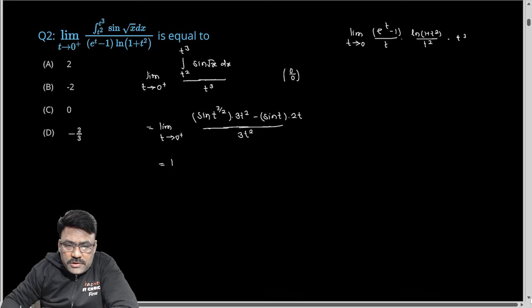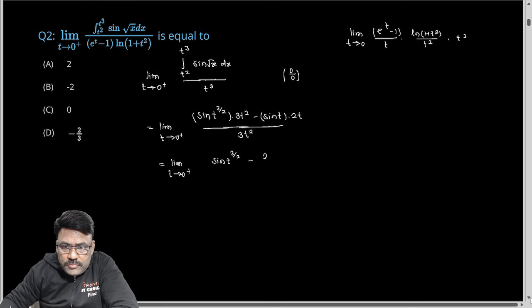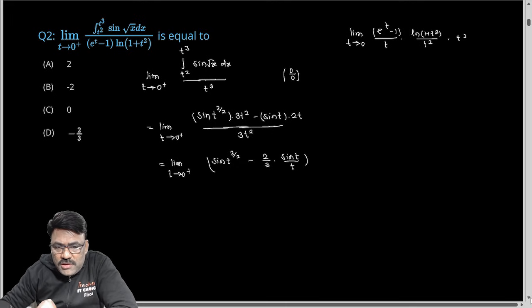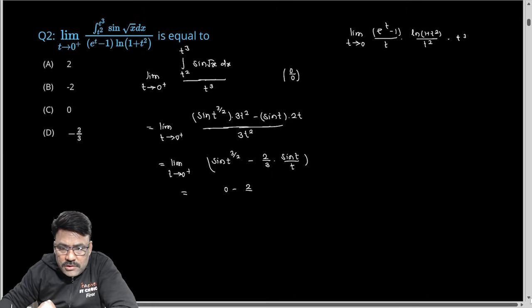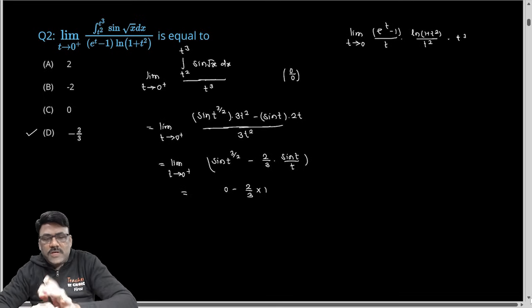So now you can write it as limit t approaching 0 plus, sine t raised to 3 by 2 minus 2 by 3 sine t by t. Now when t approaches 0, this sine t raised to 3 by 2 will become 0, then minus 2 by 3, and sine t over t is 1 when t approaches 0. So hence minus 2 by 3 is the correct answer here, right?